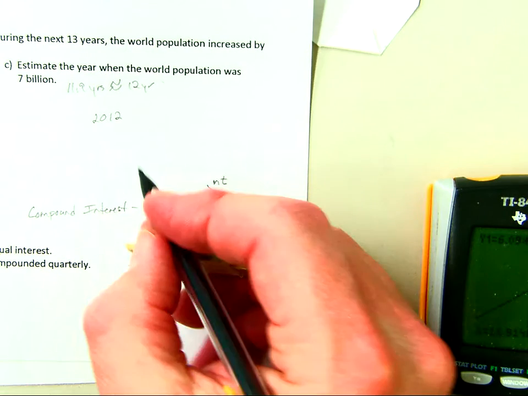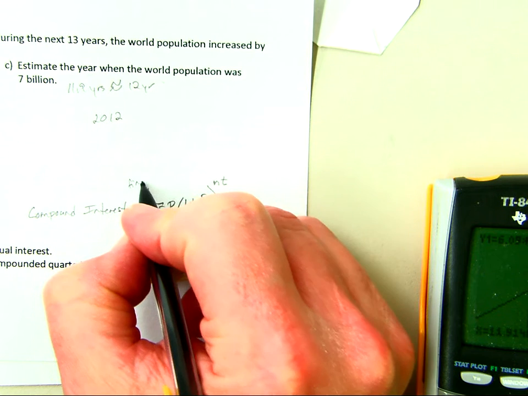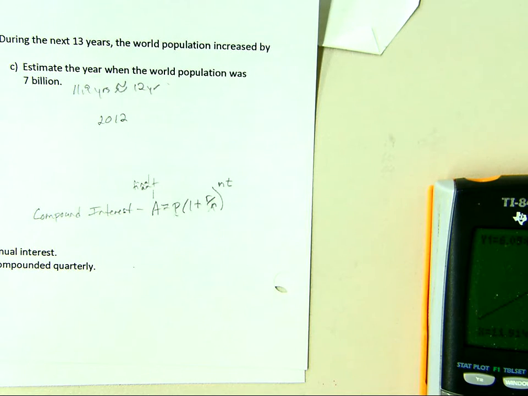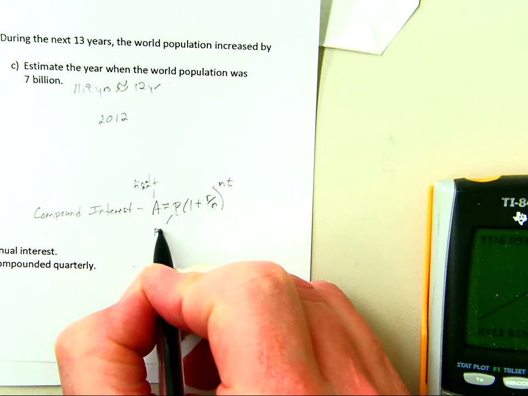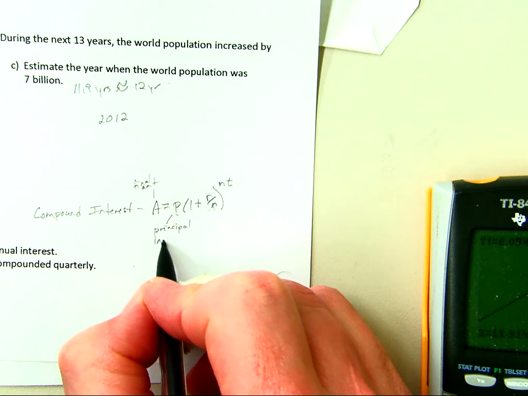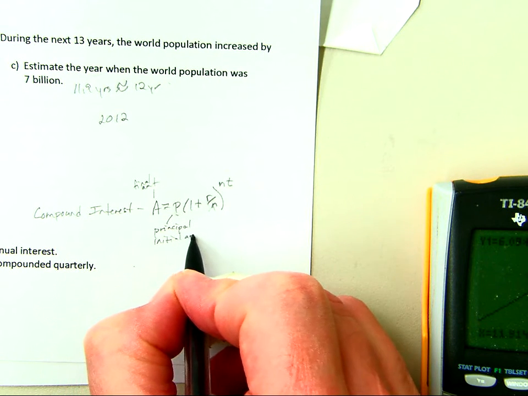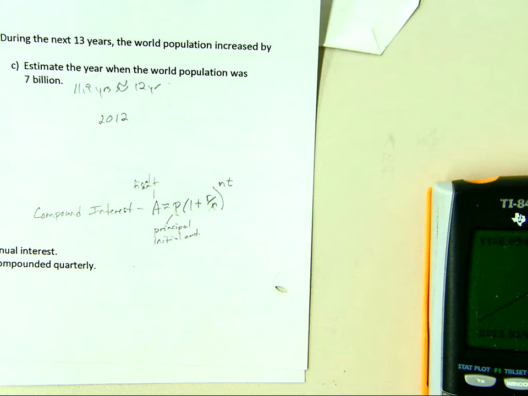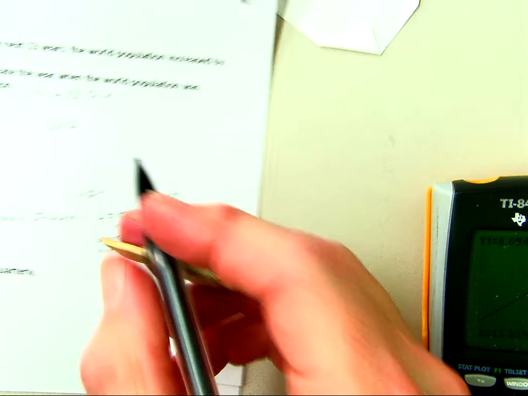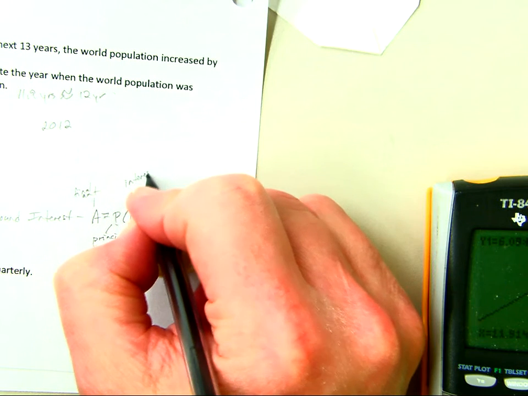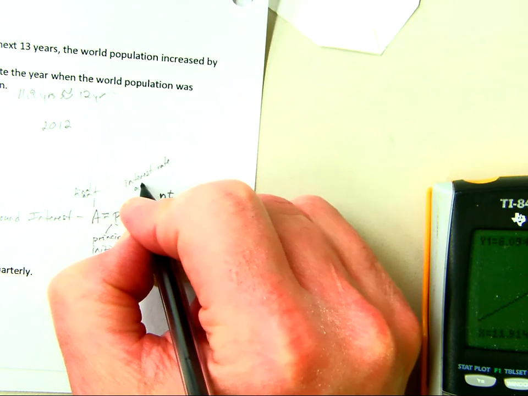Now in that, A represents the final amount. So if you have money invested, that's how much you end up with. If you're borrowing money, that's how much you borrowed. P is called the principal. The principal is the initial amount. So it's how much you borrowed or how much you invested. Then R is the interest rate, and it's always as a decimal.